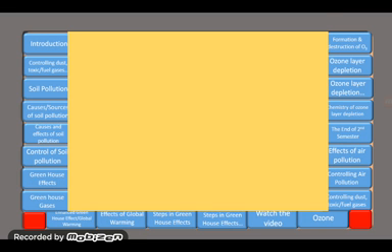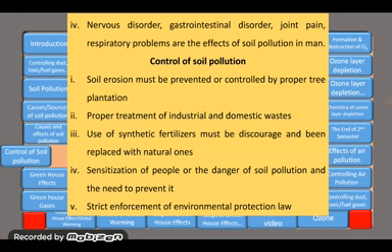Now, control of soil pollution. How can we control soil pollution? But before that, this is point 4, that is, causes and effects of soil pollution. Soil pollution could lead to nervous disorder, gastrointestinal disorder, joint pain, respiratory problems, as well as many other problems in humans, and also have adverse effects on plants.